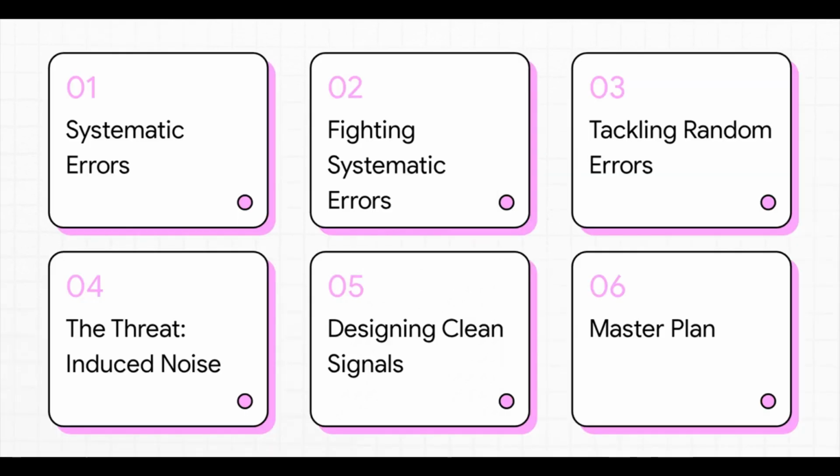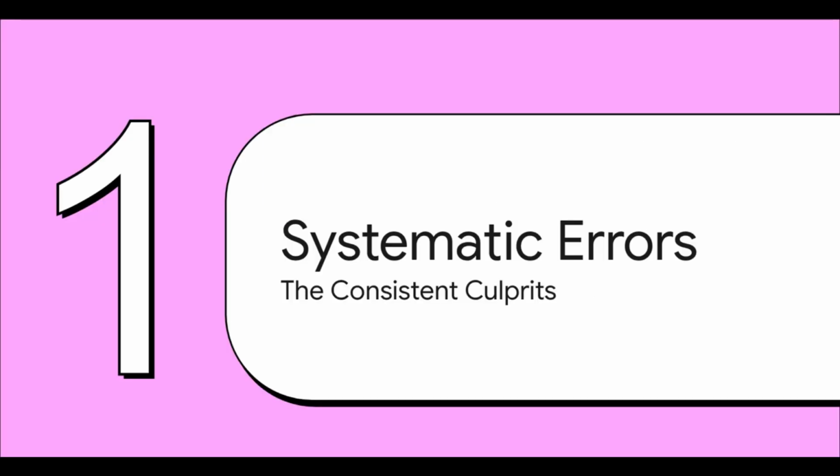Okay, so here's how we're going to tackle this. First, we'll look at systematic errors, then how to fight them. We'll do the same for random errors. After that, we'll dive into this invisible threat called induced noise and how to design for clean signals. And finally, we'll wrap it all up with a master plan. Let's jump in. All right, section 1, systematic errors.